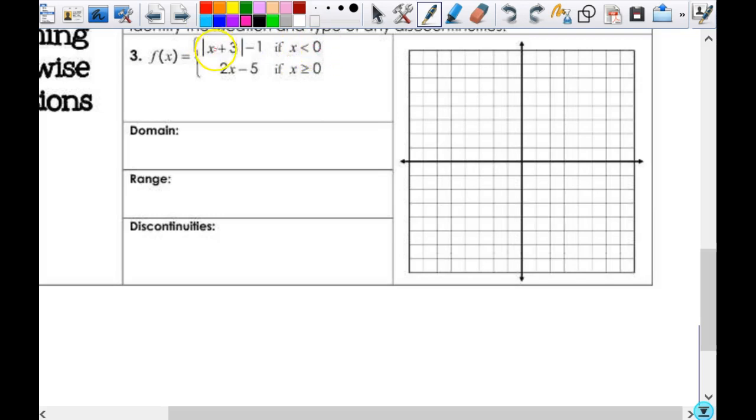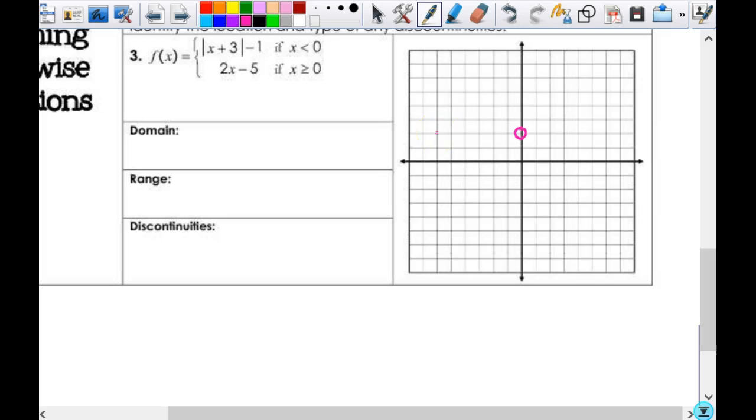So when I substitute 0 in here, 0 plus 3 is 3, absolute value. Then minus 1 would give me 2. So when I go to 0, 2, am I going to put a closed circle or an open circle? Open circle, okay? So everything to the left of this would be that first function.